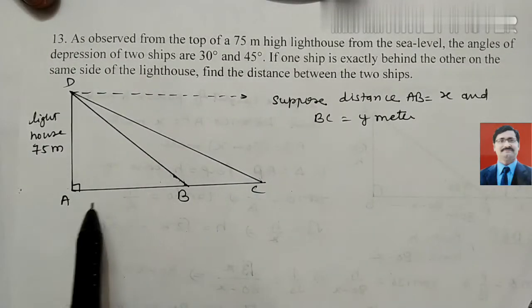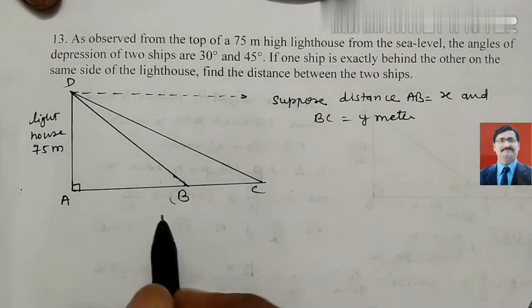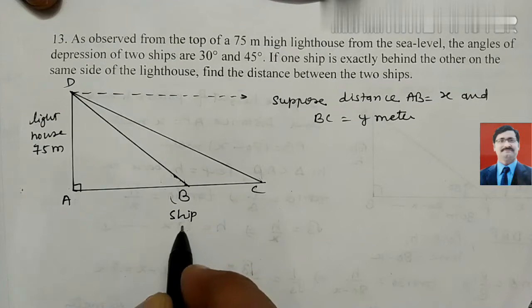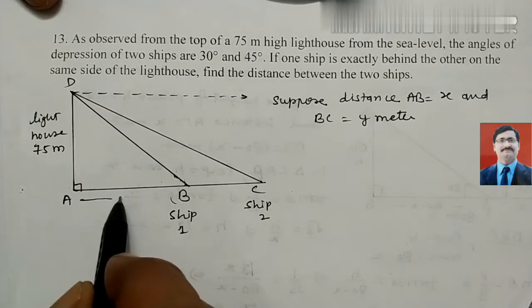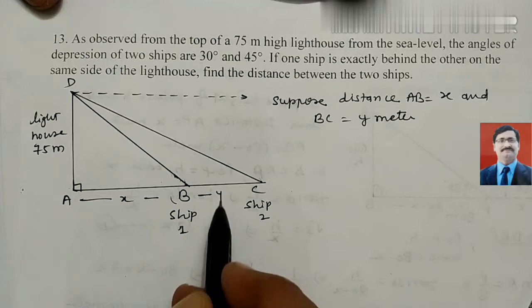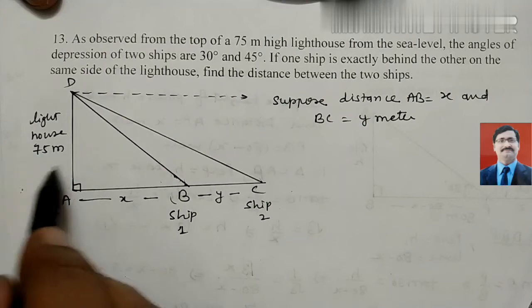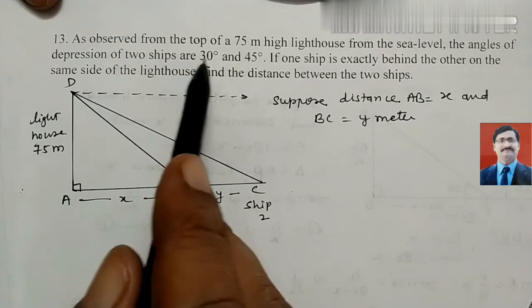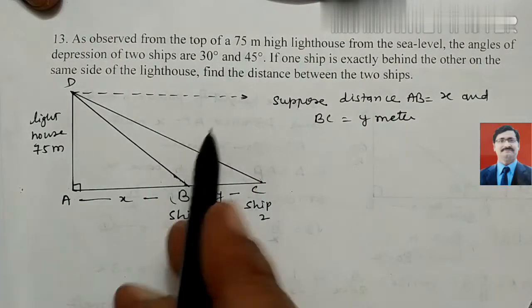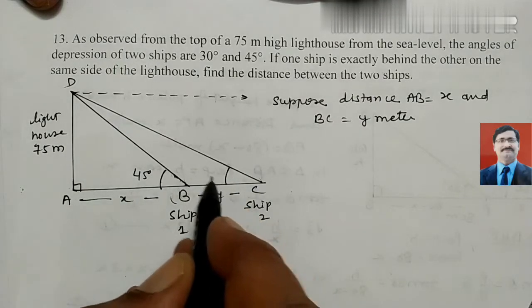Look here, we first draw a horizontal line, and here two ships are placed, one ship at B and the second ship at C. This distance we suppose x, and this distance we suppose y. Here DA is the lighthouse, and the height of the lighthouse is given to us, that is 75 meter. Now for the two ships, the angles are 30 degrees and 45 degrees.